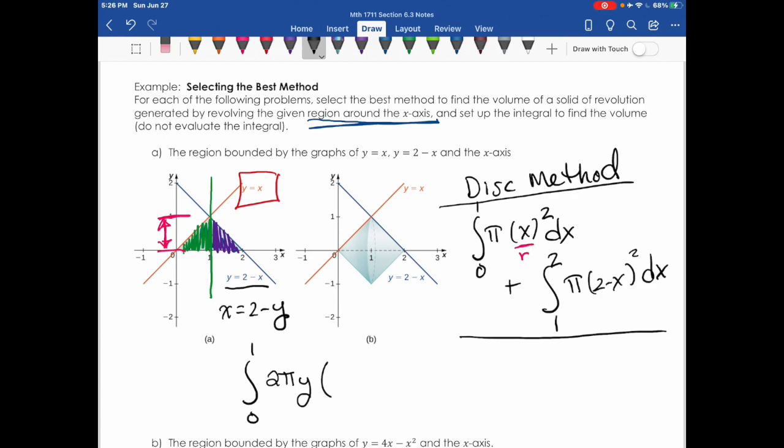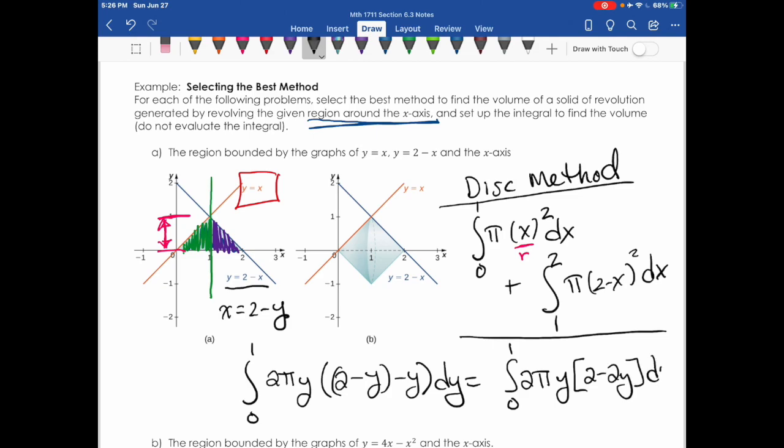So when I write my formula for the cylindrical shells, I'm going to have 2 pi, my radius is going to be y, and then the height of my shell is going to be the difference between those two functions. So I have 2 minus y, and I'm going to subtract y. And then I have dy. Now when I simplify that, I'm going to get 2 pi y, and then inside the parentheses, I can simplify the height of that shell as 2 minus 2y dy.